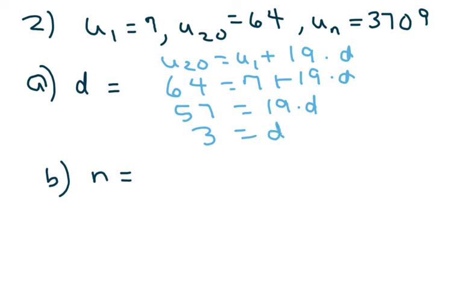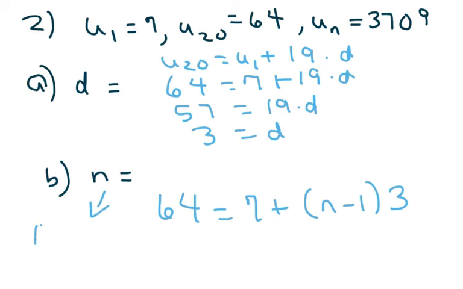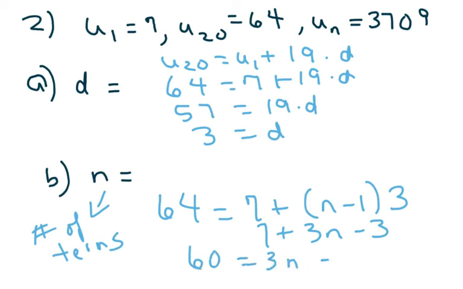Then you have to find n. So I use the same formula. Have 64 equals 7 plus n minus 1 times 3. This n means number of terms. Alright, so 7 plus 3n minus 3. So this would be 60 equals 3n. So n equals 20.